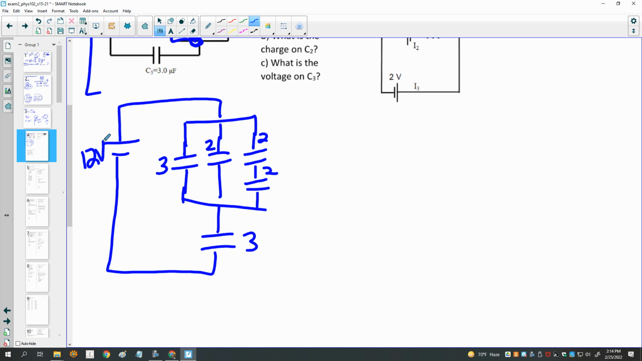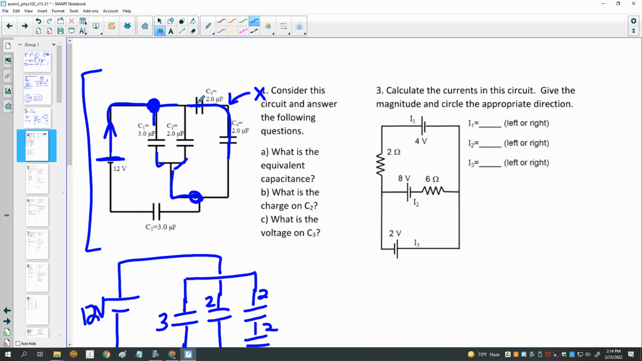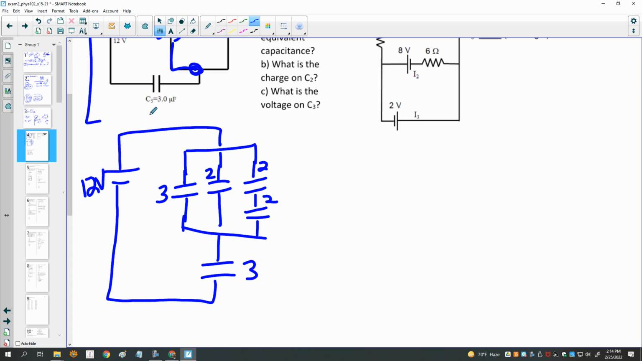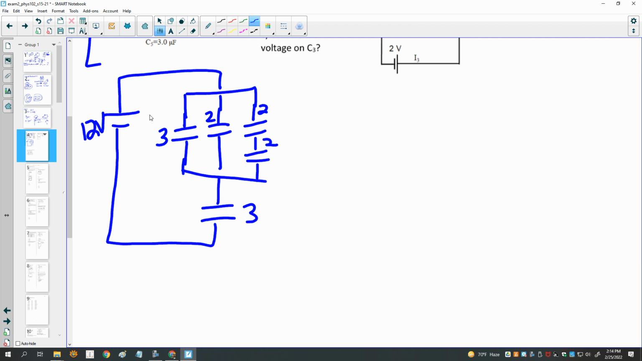So practice that, look back at the past exams and look for these types of diagrams and just practice redrawing them. Looking for the junctions, looking for the capacitors that are in series with one another, and looking for those branches that are in parallel with one another. Now that I've done this, I'm going to redraw it in a simplified format. So here 2 and 2, that's going to be 4.